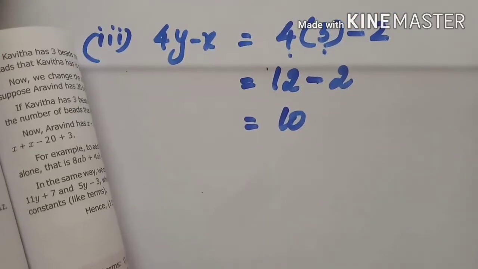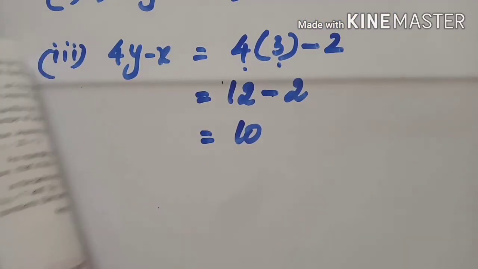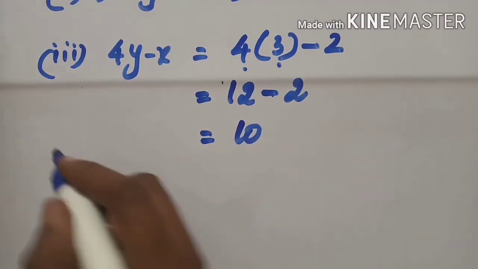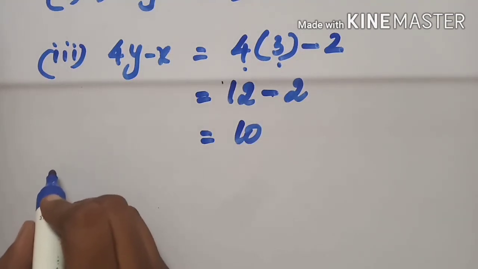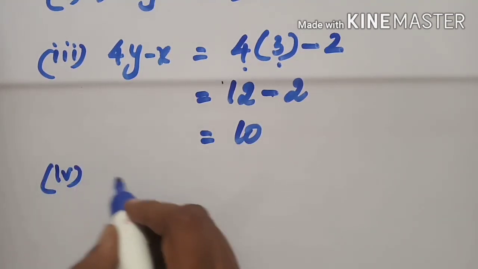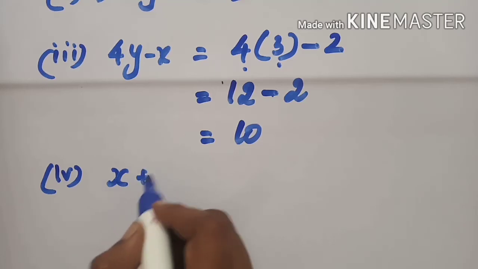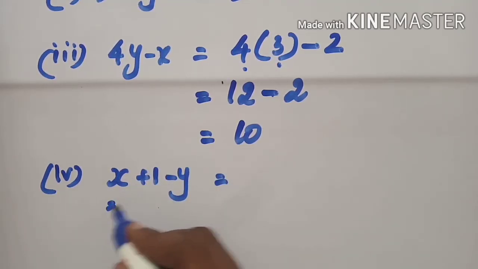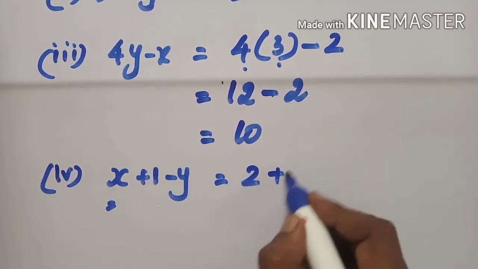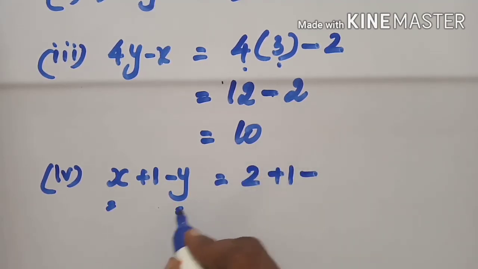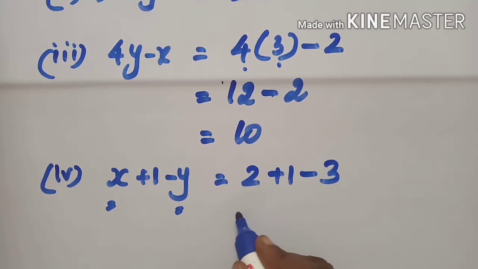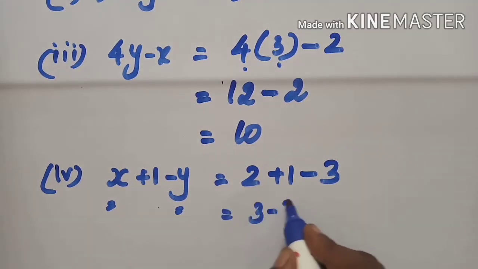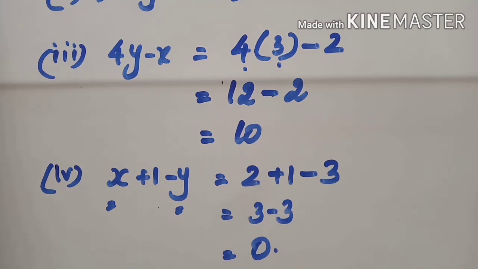Listen here. That is the fourth sum: x plus 1 minus y. That is equal to the value of x, 2, plus 1 minus the value of y, 3. So 2 plus 1 is 3. 3 minus 3, the answer is 0. Am I clear, children?